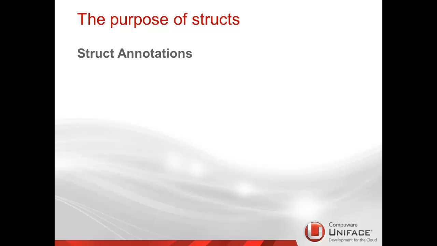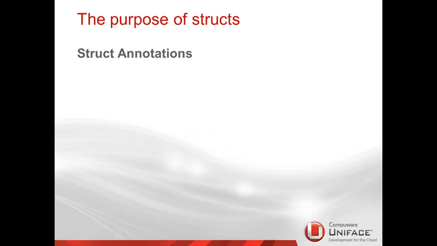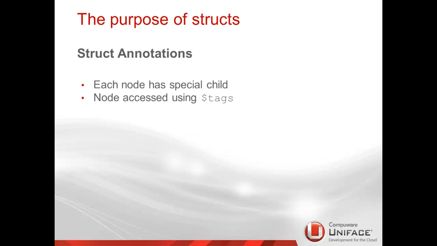Now we discuss what struct annotations are. Struct annotations are descriptive data elements that are also known as tags. They contain information that is used to correctly convert data to and from specific formats or to interpret data correctly. Each struct node has a special child struct to hold annotations. This struct can be accessed using the $tag_struct function and is therefore known as a $tag struct.